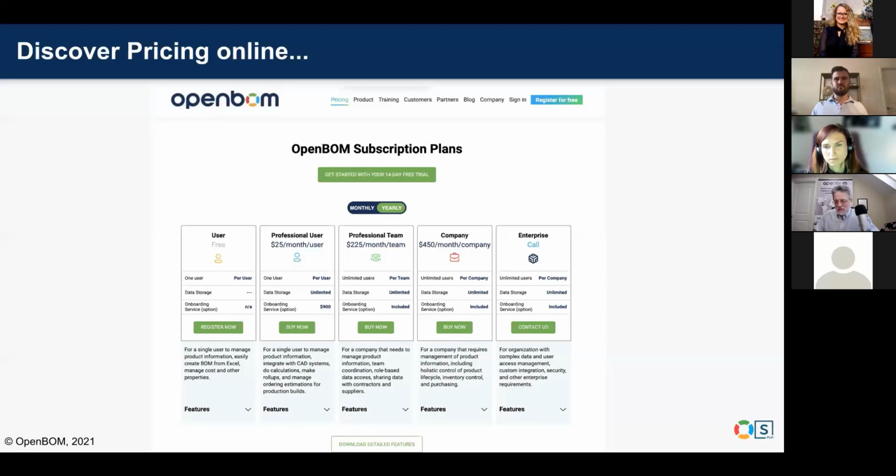Interesting. In your experience, do many of your customers come from that pilot side, like doing a pilot and seeing how things work? I think 100% of OpenBOM customers, you know what, not 100. A majority of OpenBOM customers came through this exploration process.